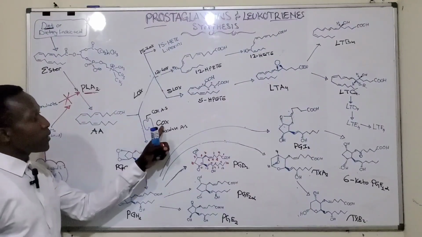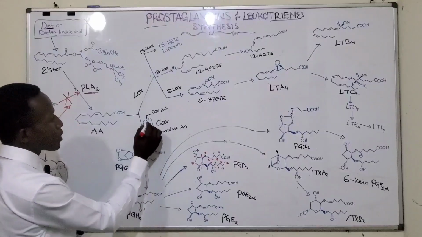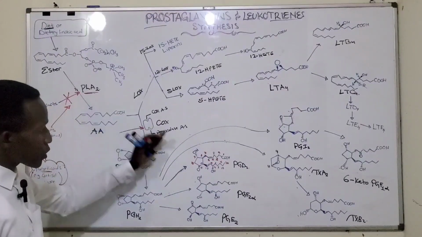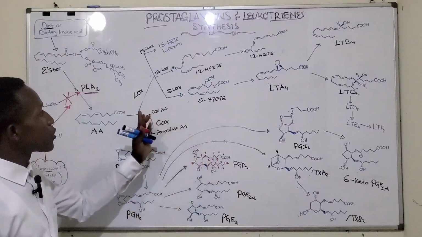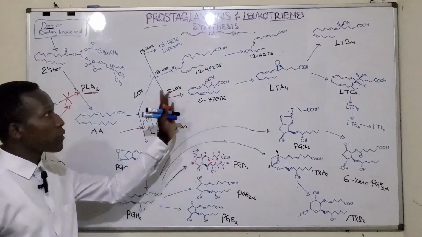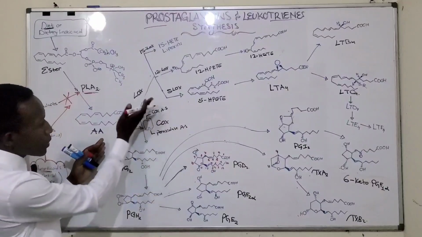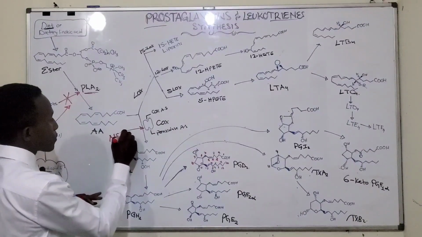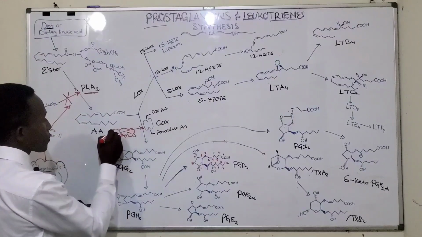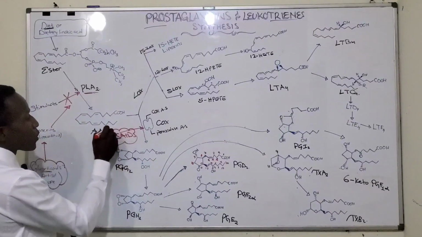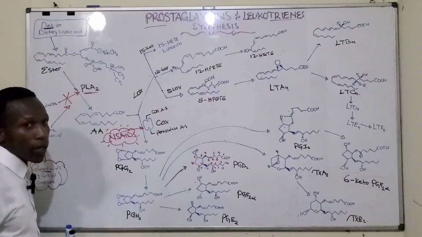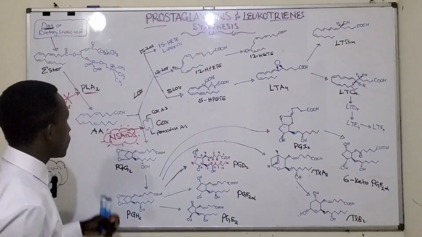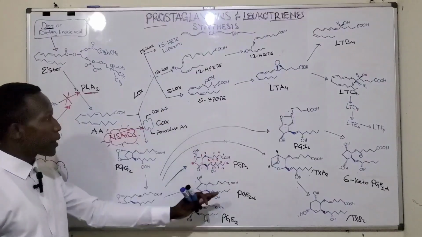Now, when it comes to the COX, this COX enzyme leads to the production of all other prostaglandins. It doesn't lead to the production of LOX or the leukotrienes. This pathway can be inhibited by NSAIDs, for example aspirin, indomethacin, diclofenac, and the coxibs.